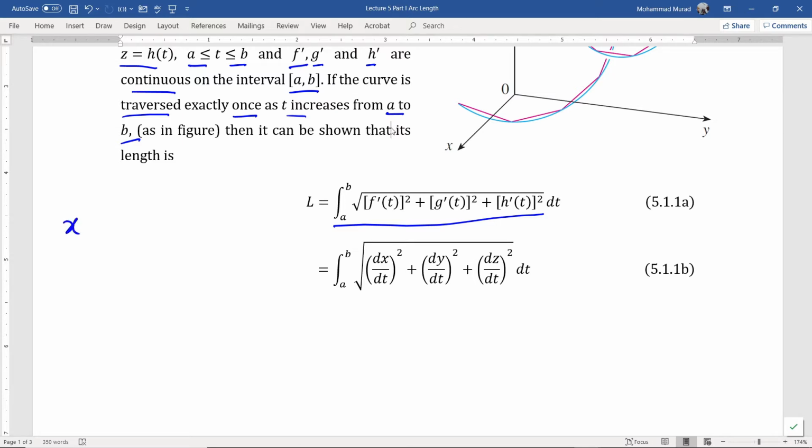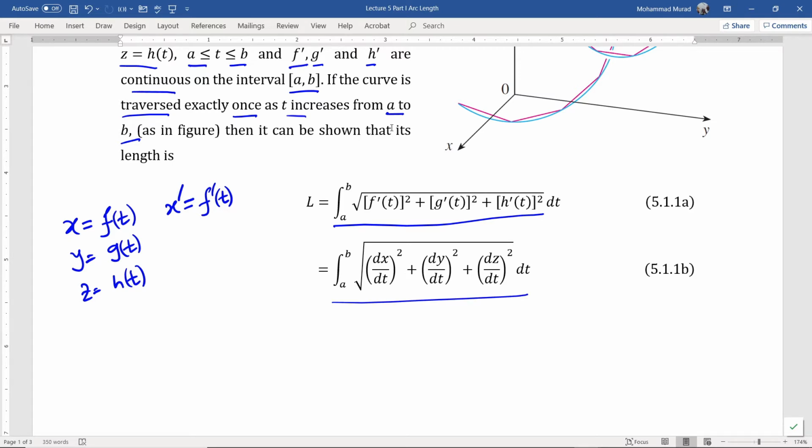Since the parametric equations are x equals f of t, y equals g of t, and z equals h of t, so we have x prime equals f prime of t. Here prime denotes the differentiation with respect to t. So the formula shown in equation 5.1.1a can also be put into the form 5.1.1b.